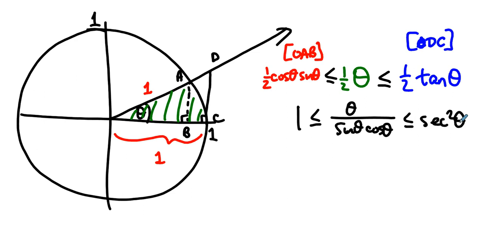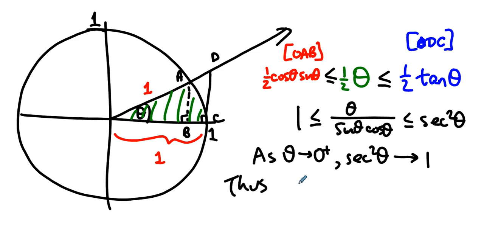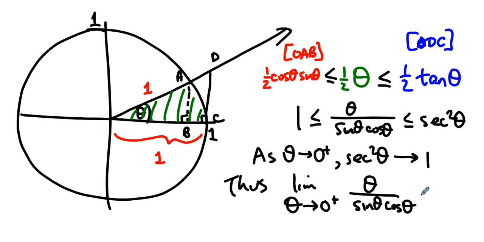So what does that mean? Well, let's consider what happens as we take this acute angle and bring it really, really close to 0. Let's take the limit as theta goes to 0. As theta goes to 0 from the right, secant squared theta approaches 1. So by the squeeze theorem you learned in Calc 1, if this goes to 1 and this goes to 1, the limit as theta approaches 0 from the right of the thing in the middle is also 1.